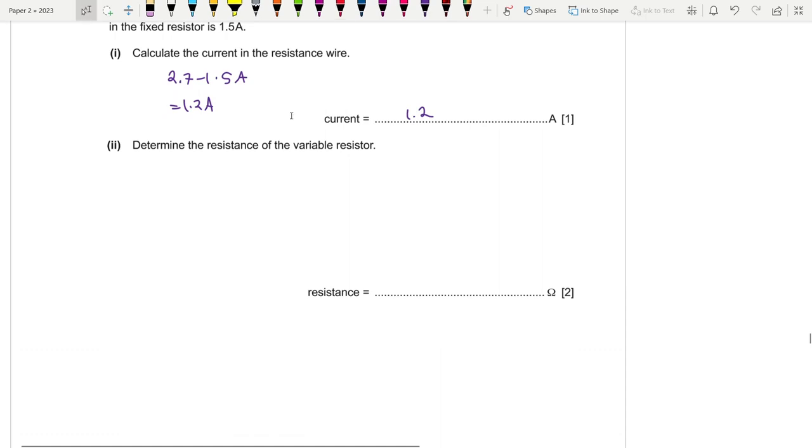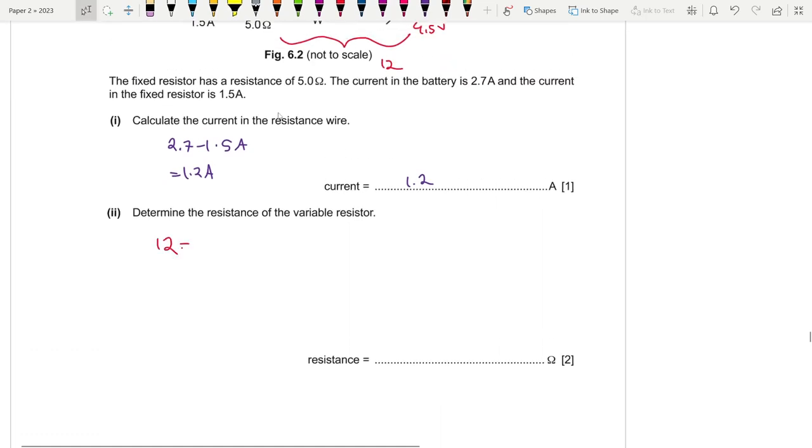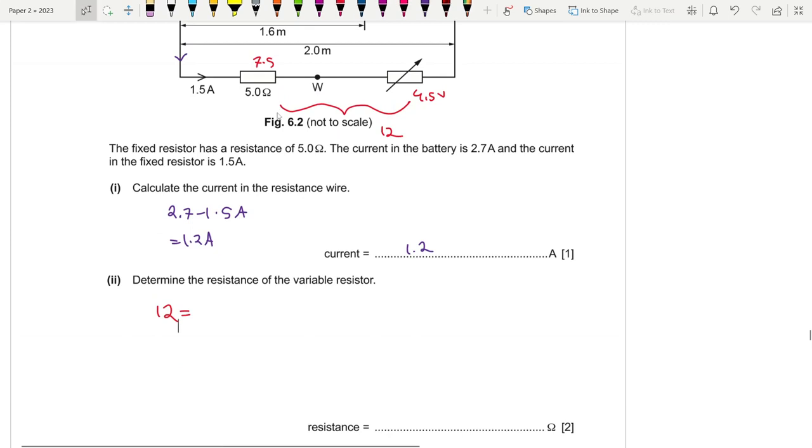So Kirchhoff's second law, sum of EMF is equal to sum of the PD. 12 is equal to 1.5 times 5.0 plus the voltage of the variable resistor.